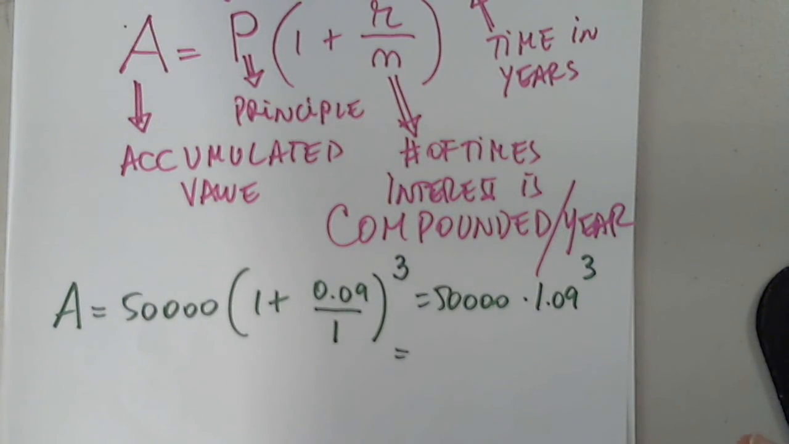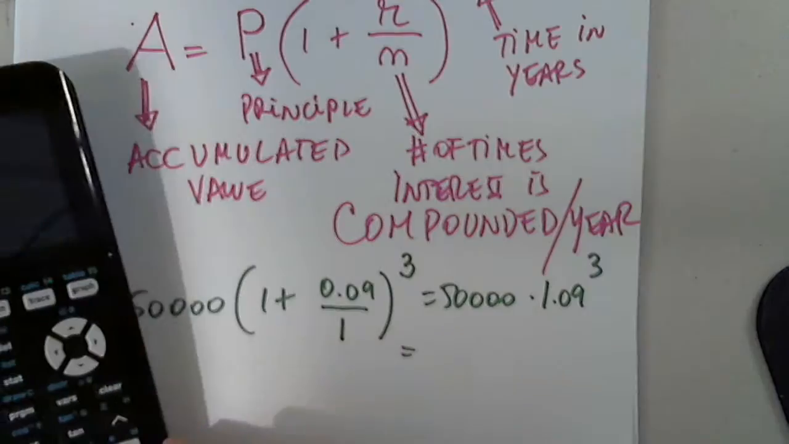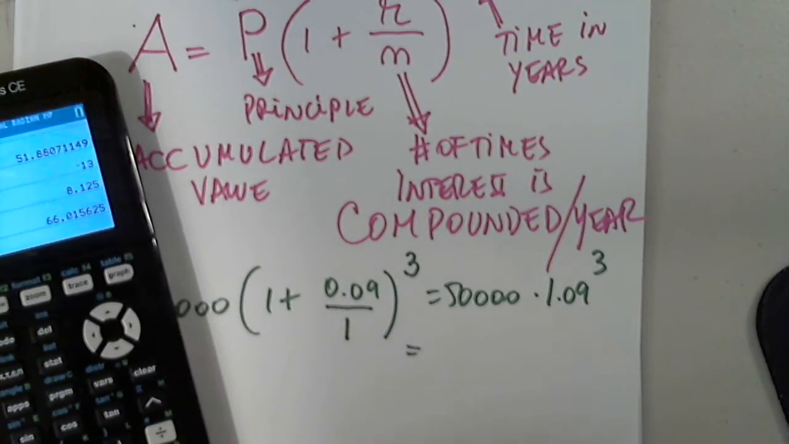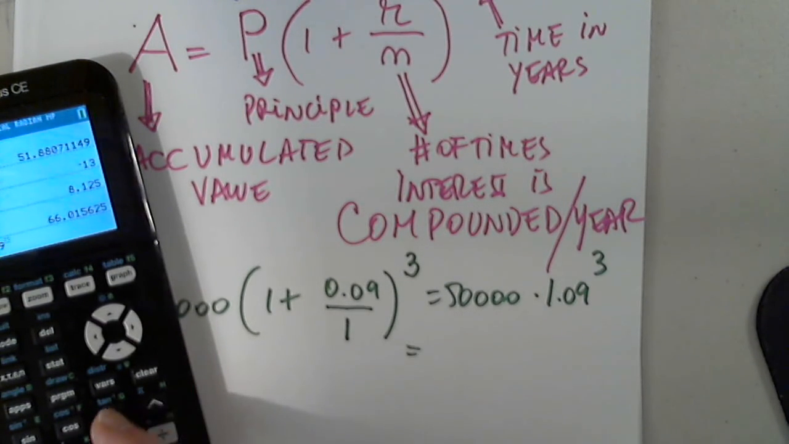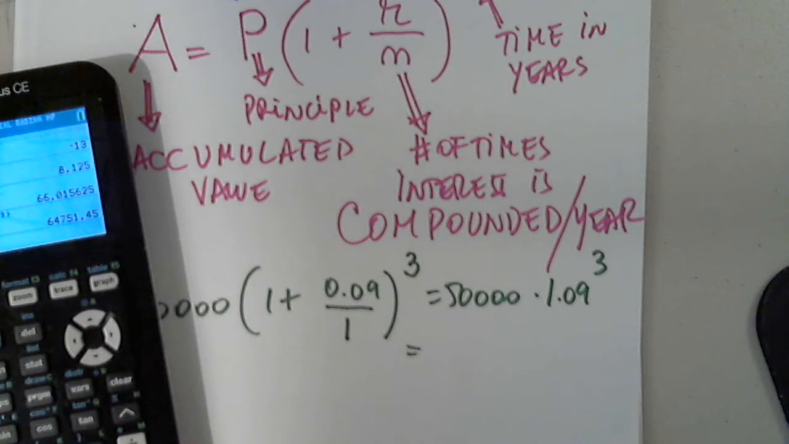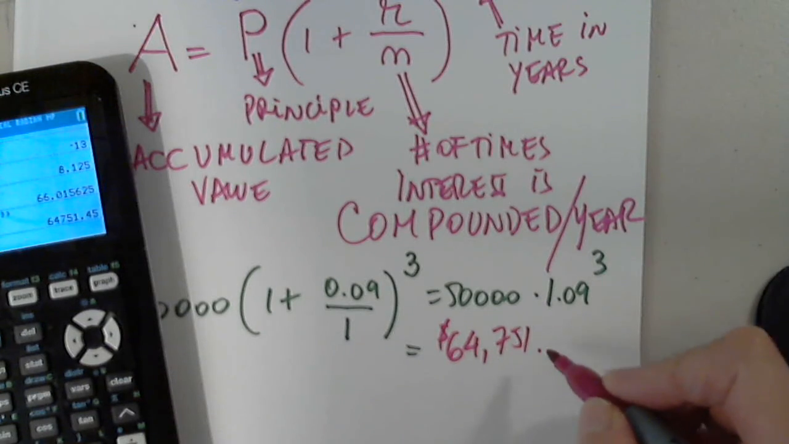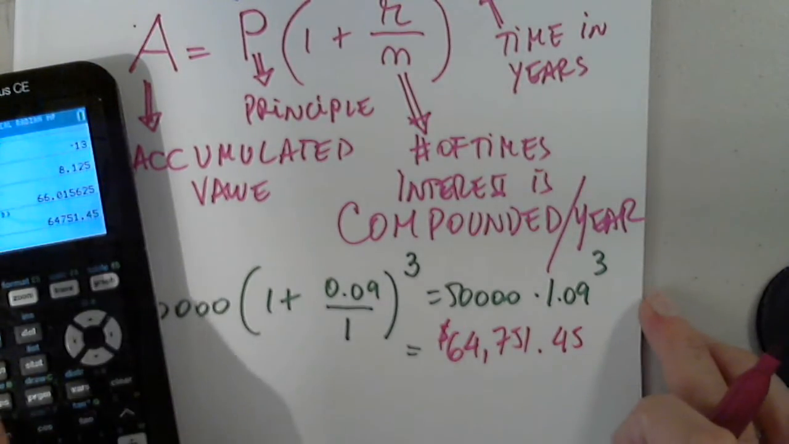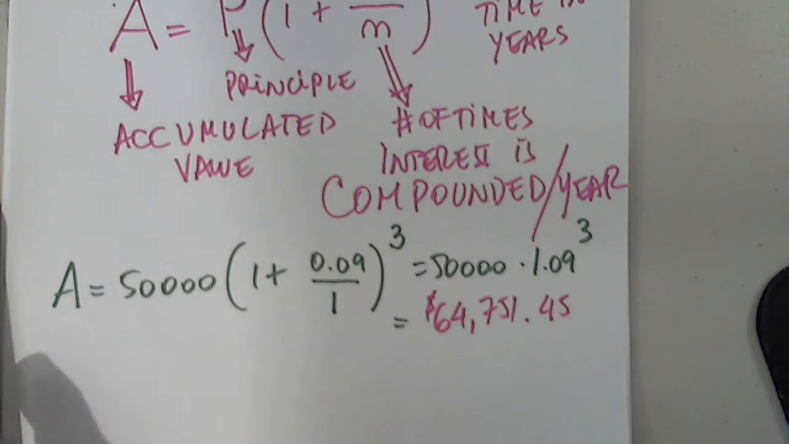And now we get our calculators and punch in 50,000 and multiply by 1.09, power caret. You know me already, I have to have parentheses up there. And I get 64,751.45. Again, all these calculations should be done in one step.